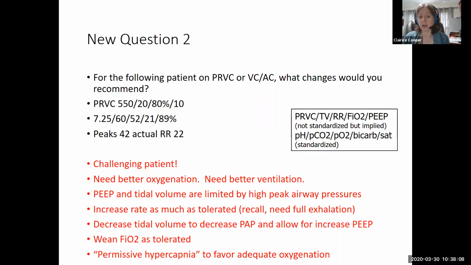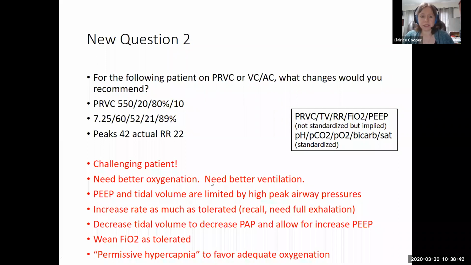These patients become very difficult, and as a result, we find ourselves oftentimes having to use permissive hypercapnia, where we actually allow a pH in the 7.2s and a PCO2 in the 50s or sometimes even 60s, because that's the best that we can do, and we're trying to minimize our peak airway pressures. So this patient may end up requiring some permissive hypercapnia.